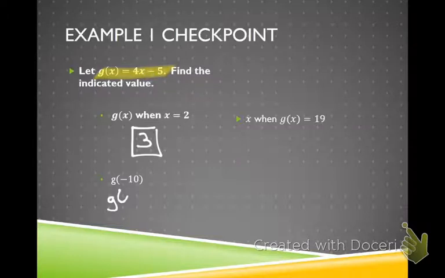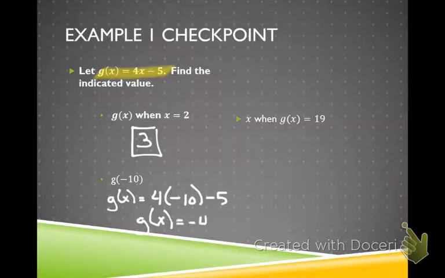On the second one, g of x equals 4 times negative 10. Remember, if the number is by itself like that, that means that's the value of x. It will have to specifically say g of x equals in order to go on the other side. So 4 times negative 10 minus 5 is negative 45.